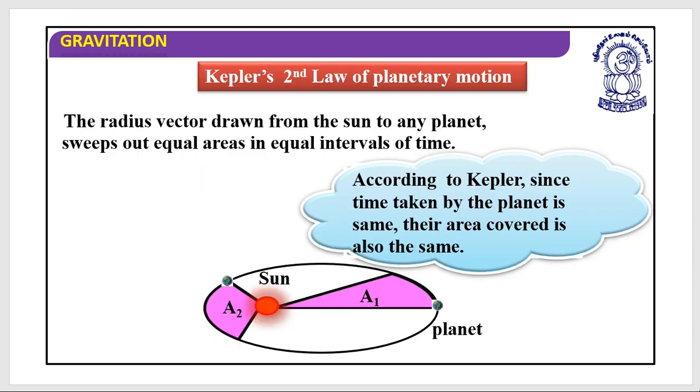Let's have a look. It says that the radius vector drawn from the sun to any planet sweeps out equal areas in equal intervals of time. According to Kepler, since the time taken by the planet is the same, the area covered is also the same. So what you can understand is, this is the sun, which is at one of the foci.